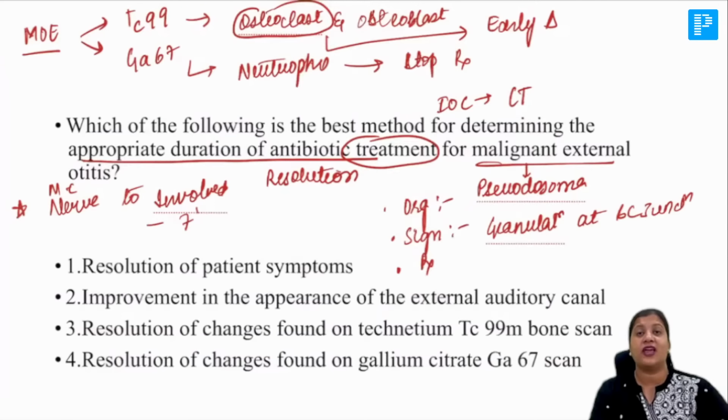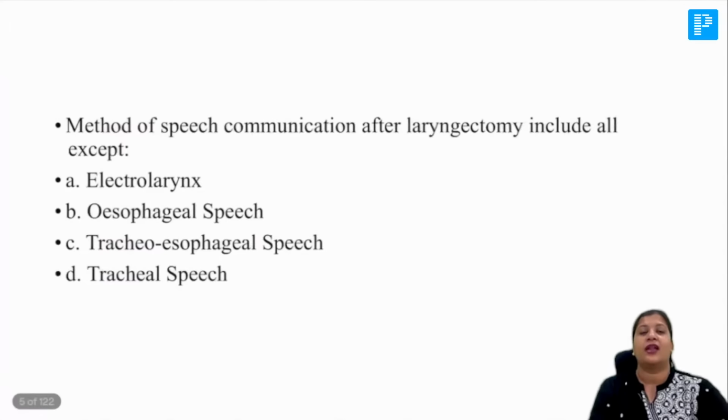And with this, we have revised the important concepts of malignant otitis externa. How do we diagnose? How do we treat? What are the signs? All done. Now, can we all discuss the next question, which is: what is the method of speech communication after laryngectomy?